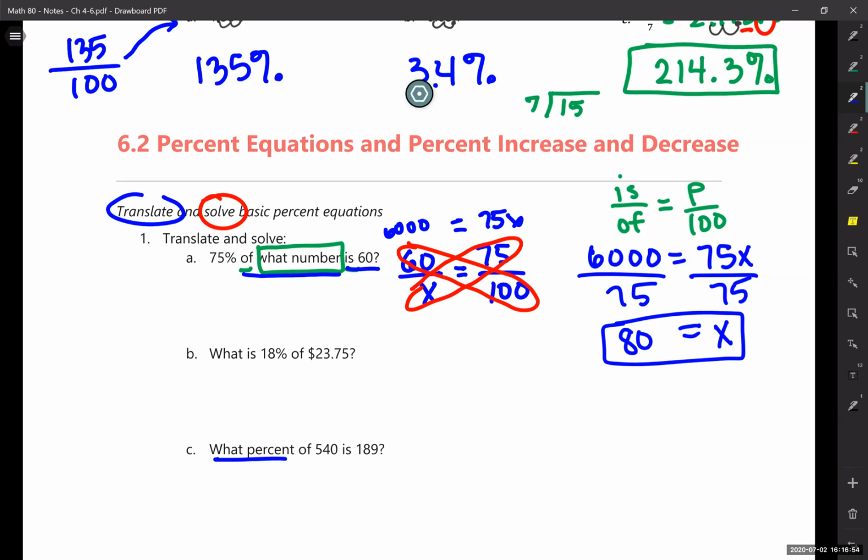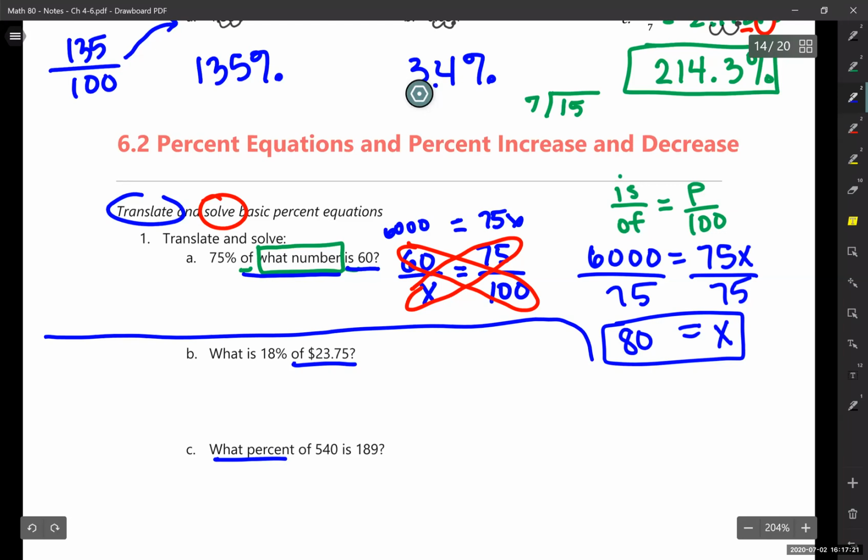Okay, what is 18% of $23.75? So sometimes it's harder to tell which one goes with which. So the "is" is like, what is the "is" going with? I don't know, so I'm going to do that one last. But I see the "of" is right here with the 23.75. I'm just going to make a line so my numbers don't get crossed.